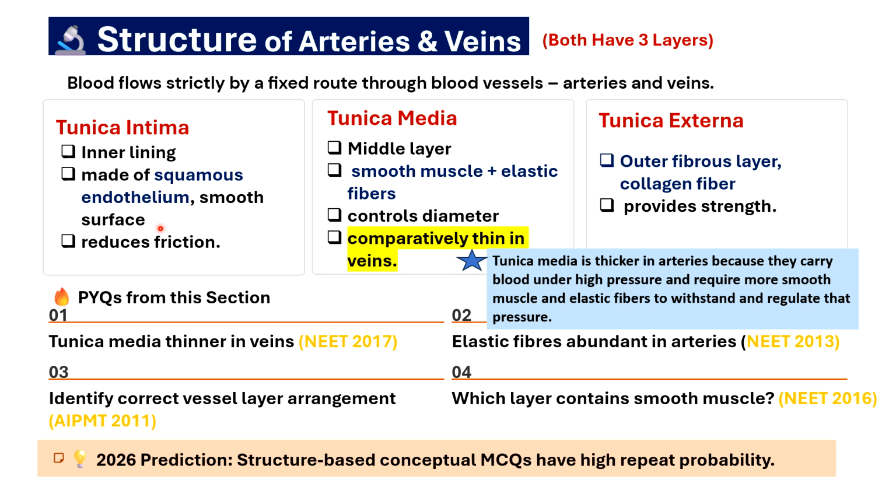Clear? So here you have to pay attention to what is the correct layer arrangement of the vessel. Second, what is the composition of each layer. Then tunica media is very important. It has come in NEET 2017, 13 as well as 16: which layer is made up of elastic fiber, and why arteries have a thicker tunica media. That part is very important. Now let's look into the next slide, which is on double circulation.